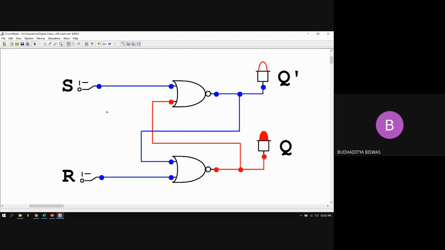Now here you see, if I give S equal to 1, R equal to 0, then what happened? If I give S equal to 1, then what is the output Q bar? Sir, 0. Very good, 0. So let me elaborate it properly. In case of a NOR gate, if one of the inputs is 0, can you say the output?